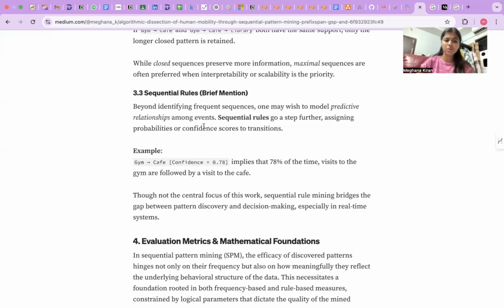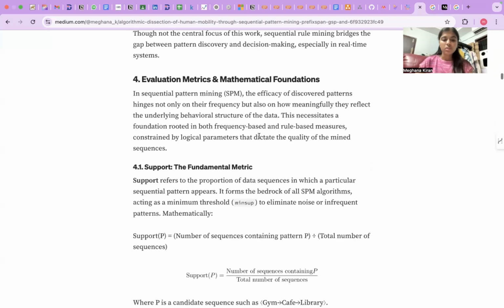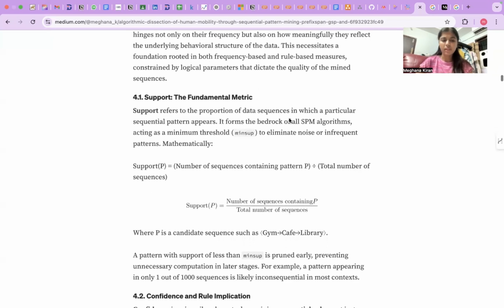Then we have the sequential rules. Though this is not the central focus of the work in the blog, sequential rule mining bridges the gap between pattern discovery and decision making. It goes a step further, assigning probabilities or confidence, such as 78% here, to transitions. So here there are some evaluation metrics and mathematical formulae that we have used.